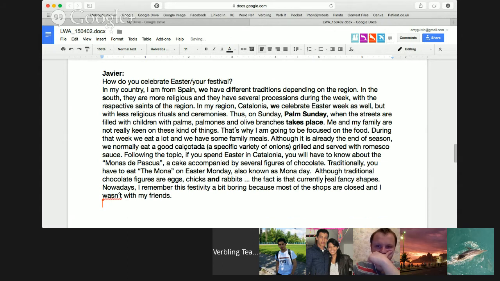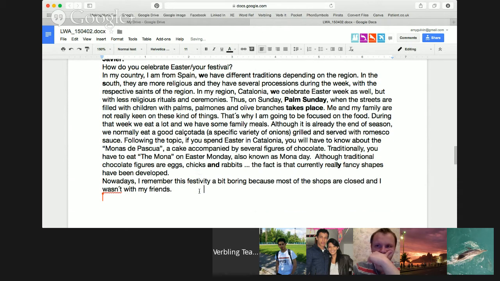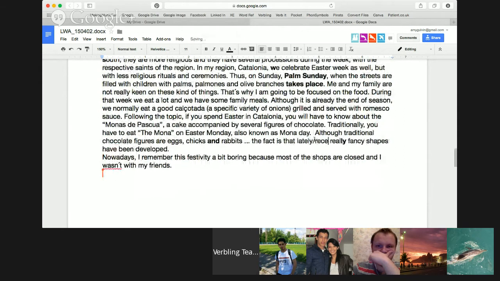We need to put it at the end. So currently, real fancy shapes. We'd probably say really fancy shapes. Really fancy shapes have been developed. I would say lately or recently, because we can't say currently with have been, okay?